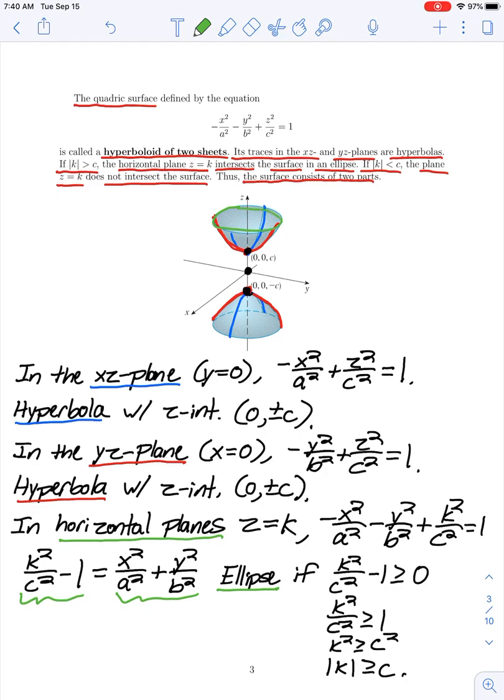So my traces in these different horizontal planes would be ellipses, where the larger that I take the value of k, that is, the farther I move outward from the xy plane, the area of my ellipse gets larger and larger. So since there is some plane in which there is no trace, our surface consists of these two distinct parts. So here we would have what's called a hyperboloid of two sheets, as opposed to that one sheet hyperboloid that we had considered previously.